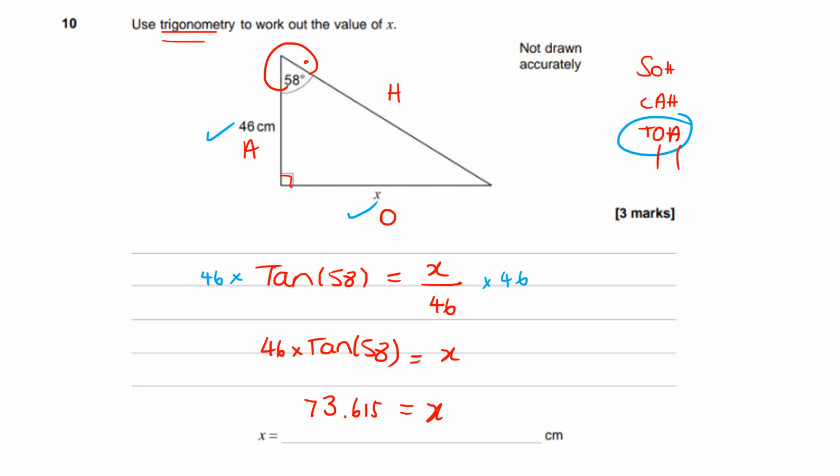So 73.6 is going to be okay. The question is not asking us to round it to anything, so you can just write down 73.6, 1 dp inside the bracket, and that's how you get full marks from this question.